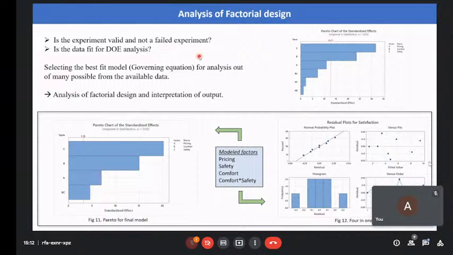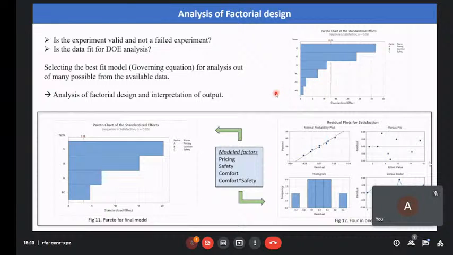Again in Minitab, using the analysis of factorial design tool we did that, and one of the outputs was the Pareto of standardized effects. Over here we were able to see that there were some significant effects and therefore this experiment was fit. However, this was not the perfect model with all the factors under consideration, because we can see that there are still some factors that are insignificant.